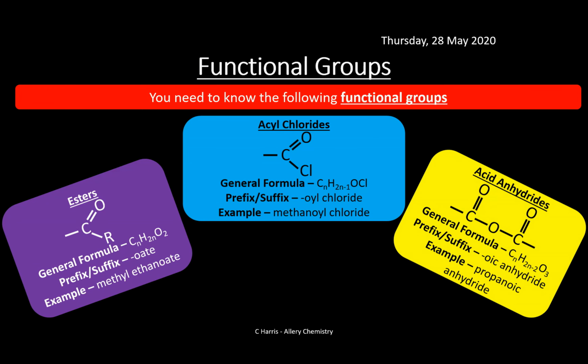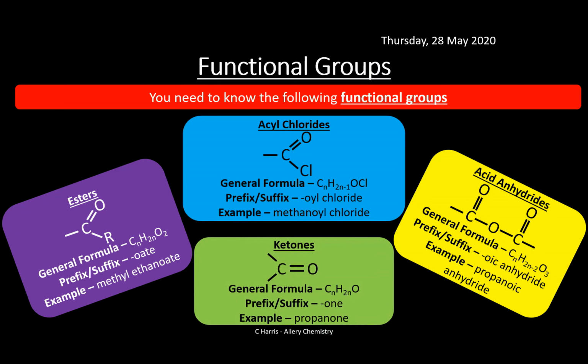We've seen anhydrides already, so these are acid anhydrides. General formula CnH2n-2O3. We always have a suffix for this, which is -oic anhydride, as you've seen before. So a classic example would be propanoic anhydride.